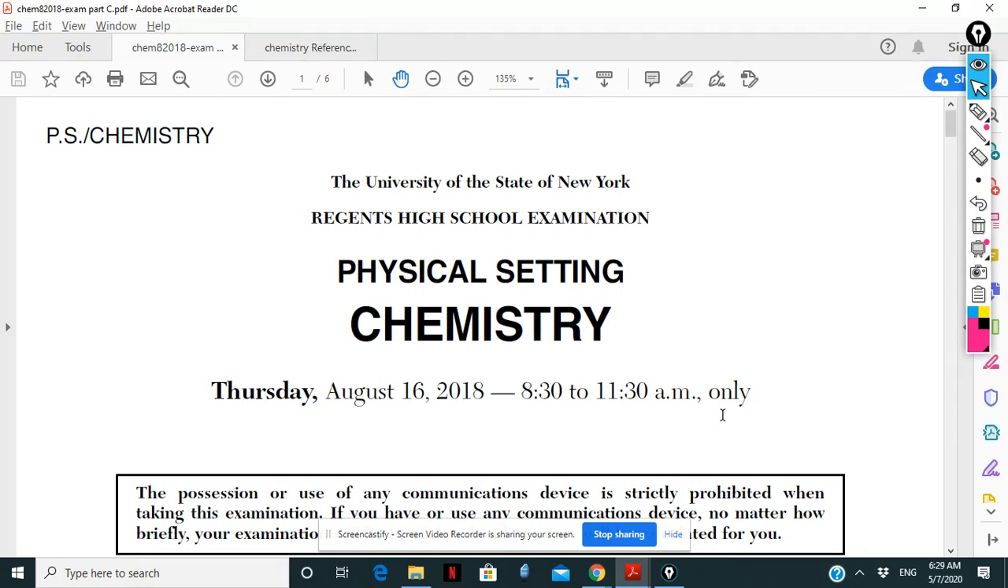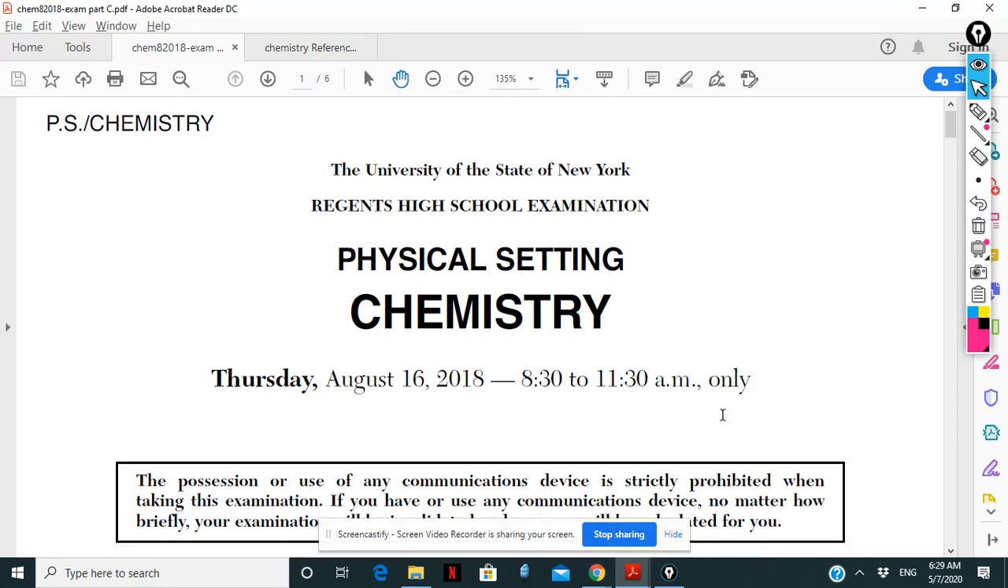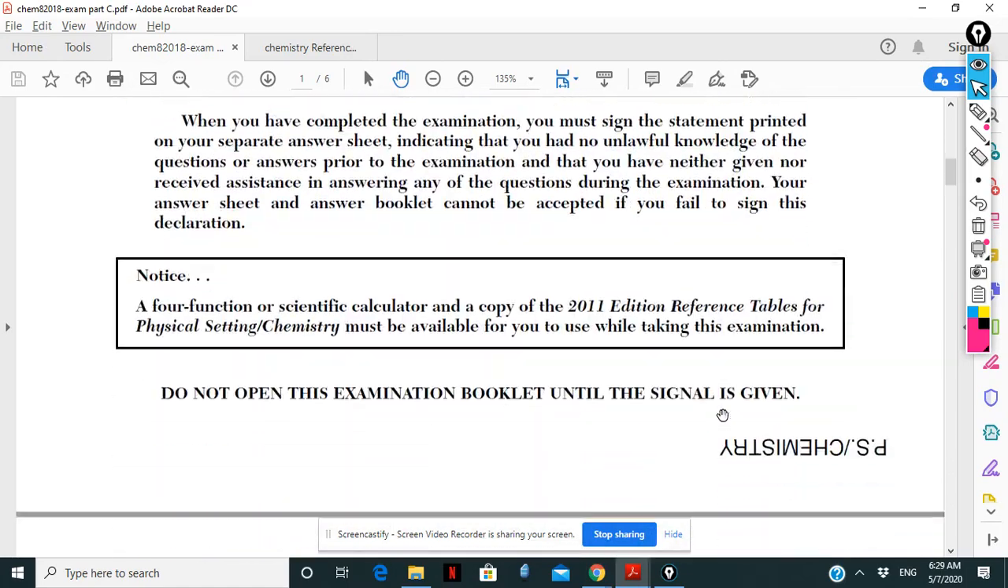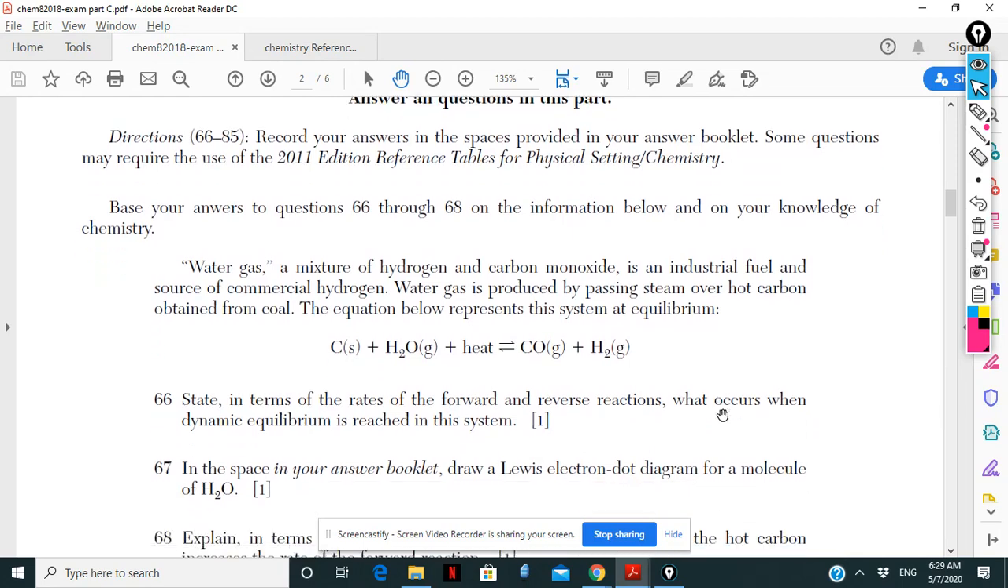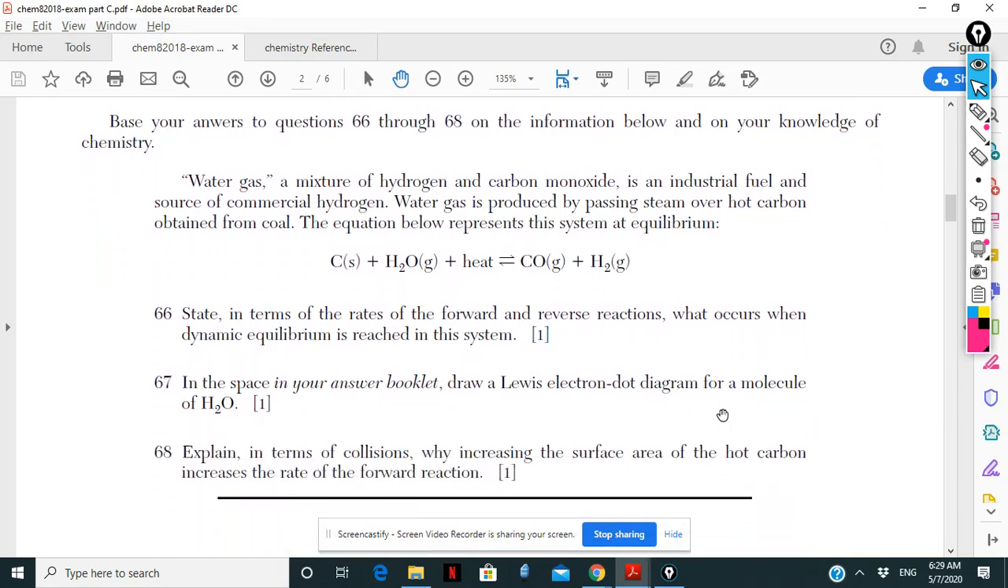Today we're going to do the last part for the chemistry Regents for August 2018. We are in the last part, part C. Question number 66. We have a reaction: carbon solid reacts with water and energy, heat, to give me carbon monoxide plus hydrogen. Set in terms of rates of forward and reverse reaction.